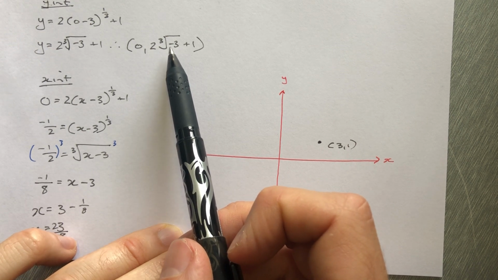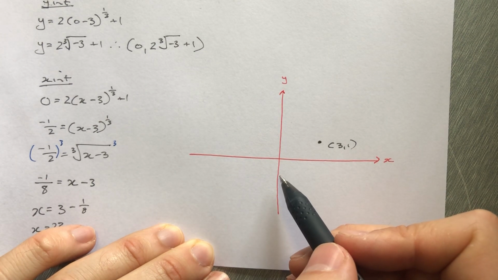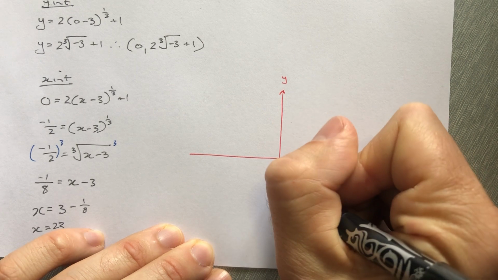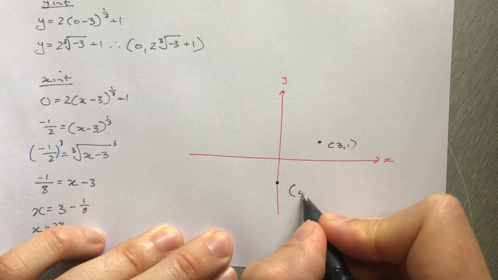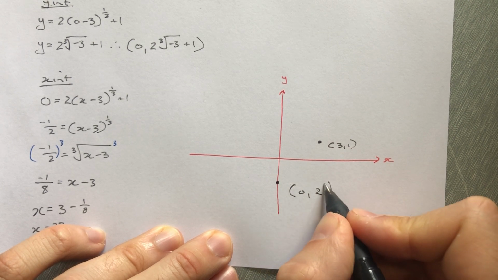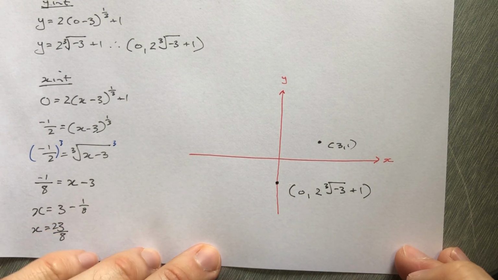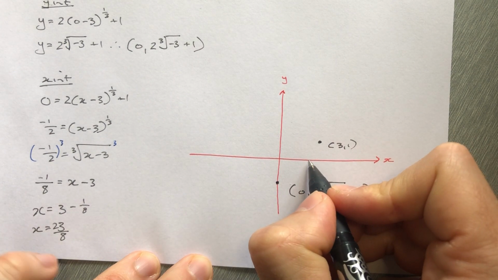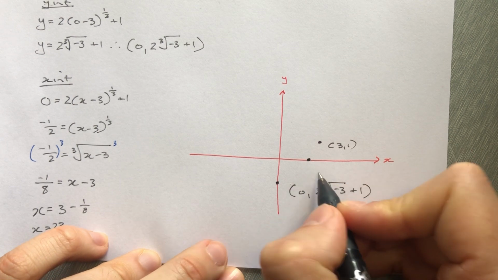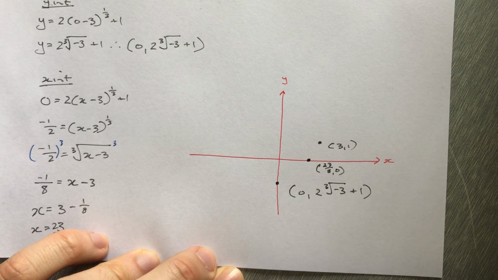2 times -1.5 is -3 plus 1 is -2. So that's going to be a negative number. So it's going to be down here. Somewhere down here. I don't know exactly where. There we go, there's our y-intercept, and we need our x as well, which is 23 on 8, which is just under 3, so it's going to be around here. There we go, we've got all our key points.